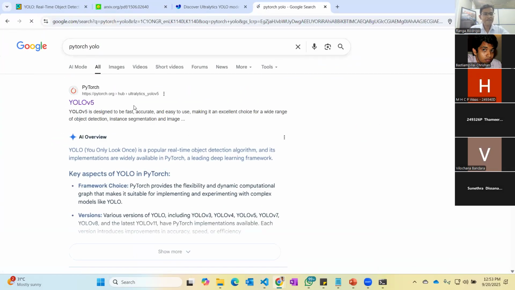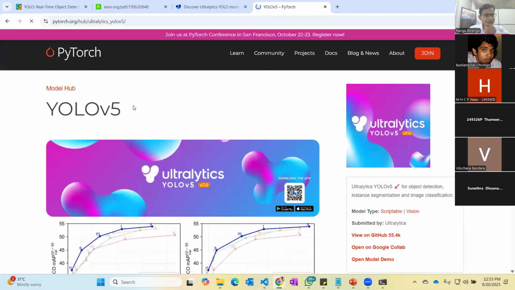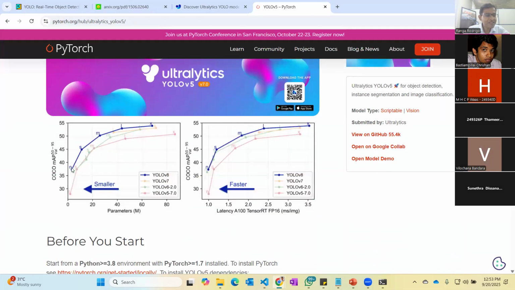YOLO V5 is there, so I did not do much. But you can see the number of parameters for YOLO V5, 6, 7, and 8. You can see the COCO mAP at 50% to 95%. Now I hope you understand what these numbers mean. They correspond to the IOU on the validation set.